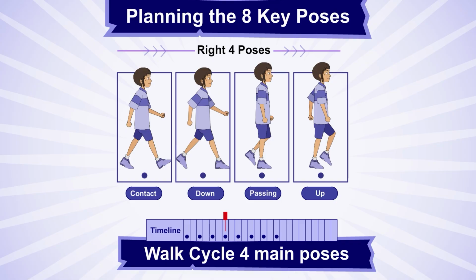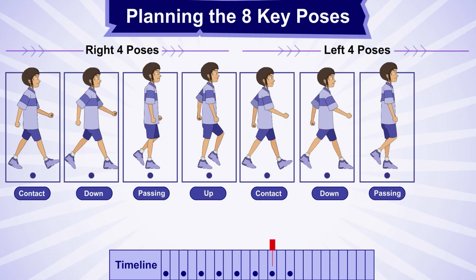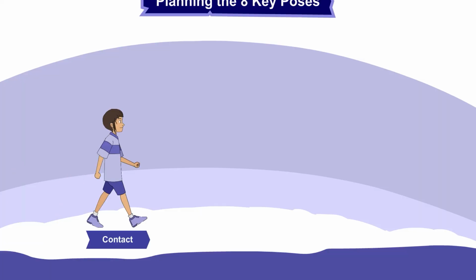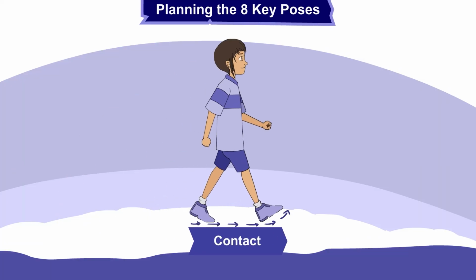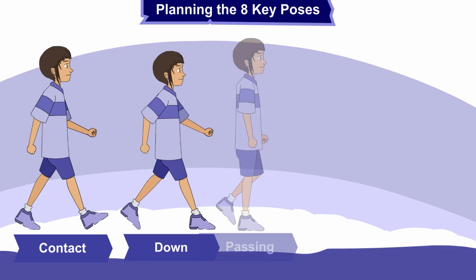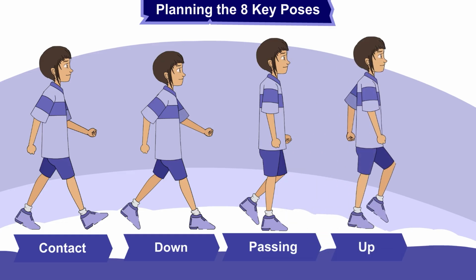First, you animate them with the right foot leading, and then you just reverse the leg position to create the remaining 4 poses for the left foot. Starting with the contact pose, where the right foot moves forward. The second pose is a down pose. Observe how the right foot is absorbing the weight. The next and our third pose is the passing pose, where the left foot passes the right. The fourth is the up pose, and we are preparing for the next contact.